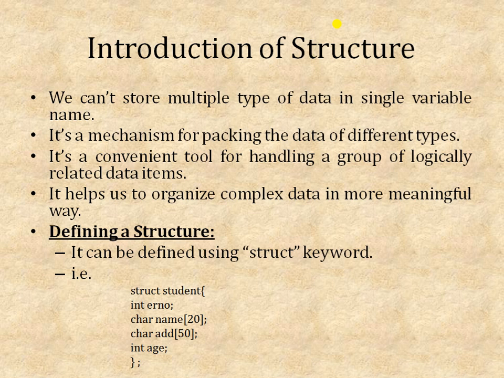Here, let us see the definition of a structure. Structure can be defined using the struct keyword. For example, over here I have displayed one structure called student, which is having four members, that is integer enrollment number, character name, character address, and integer age. In the structure definition, you can see I have included a string also. You need to remember over here, structure always ends with a semicolon.